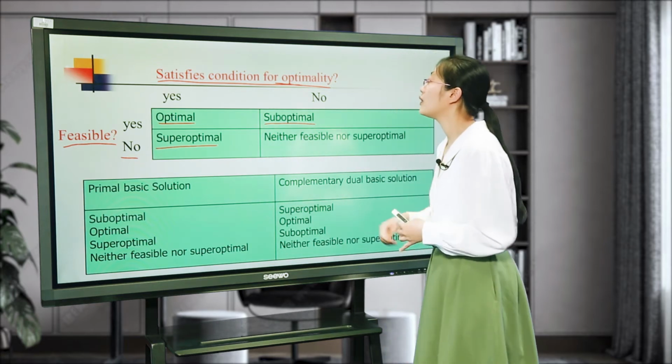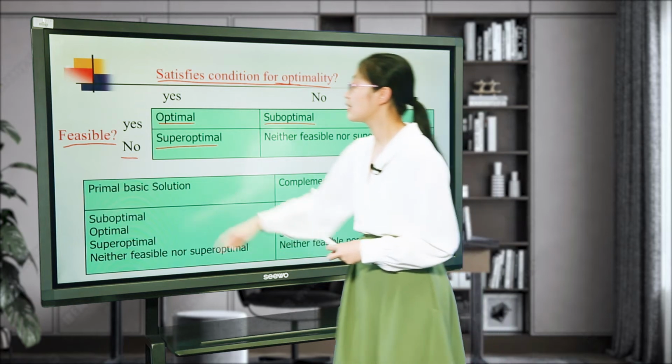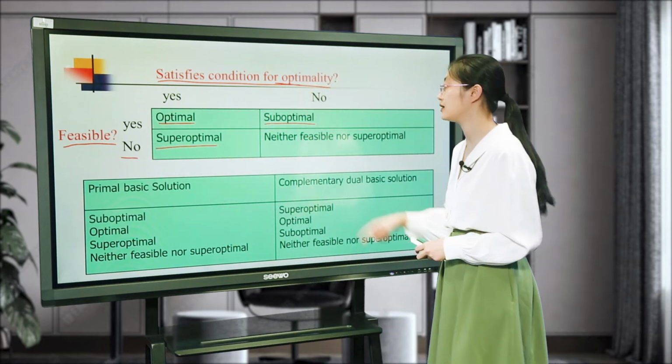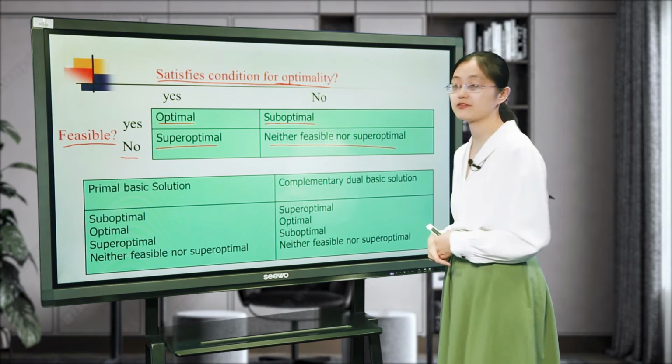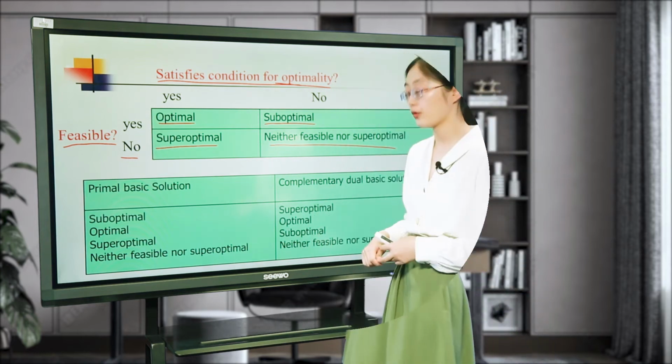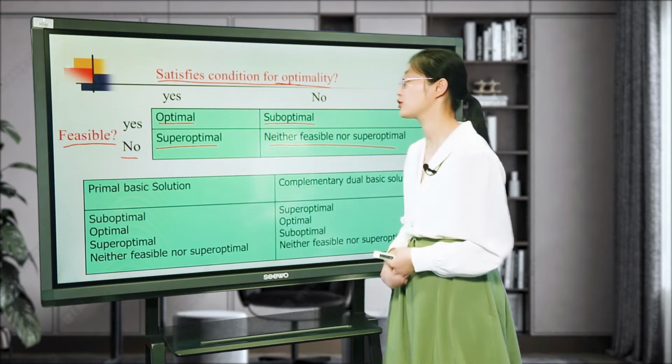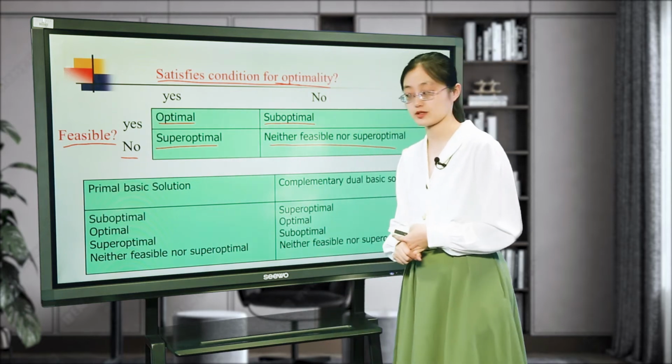And if the solution is neither feasible nor satisfies the condition for optimality, then this is nothing. We do not have a name for it. So basically, we generally care about optimal solutions, superoptimal solutions, or suboptimal solutions.